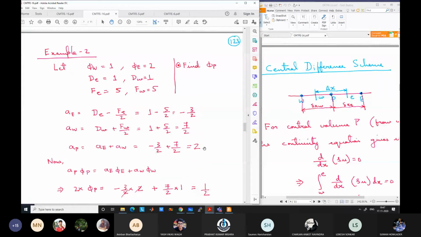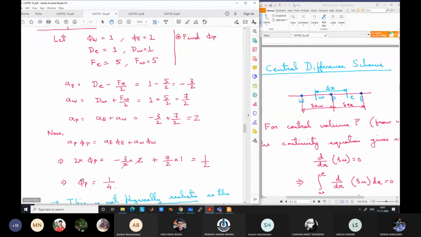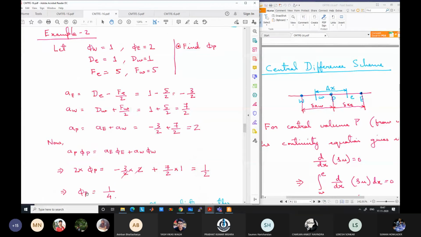So let us try to find the value of phi p. AP phi p is equal to AE phi E plus AW phi W. Replace the values of AE and AW similar to the previous case, and you will obtain phi p is equal to 1 by 4. What is the problem with this answer, 1 by 4? Phi p is equal to 1 by 4. This is not physically correct.